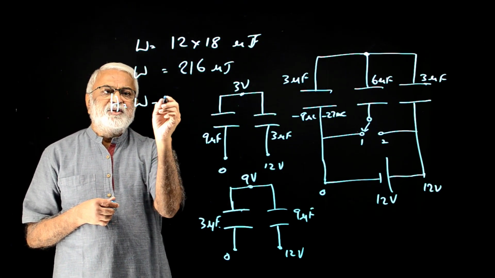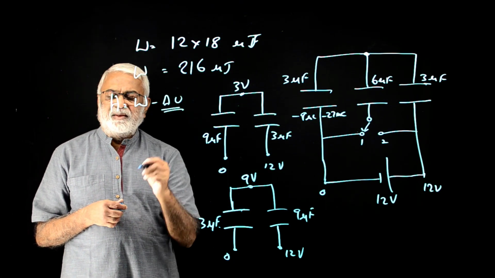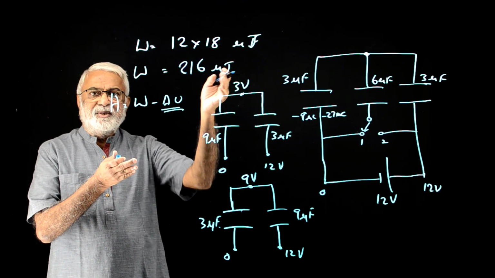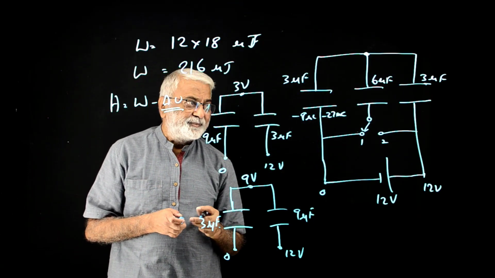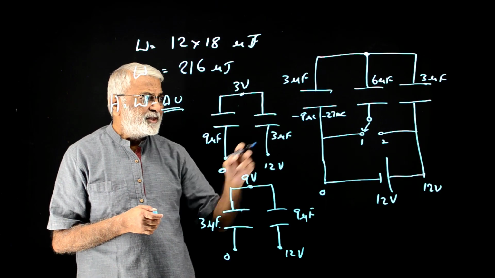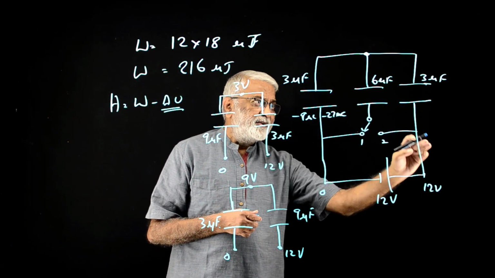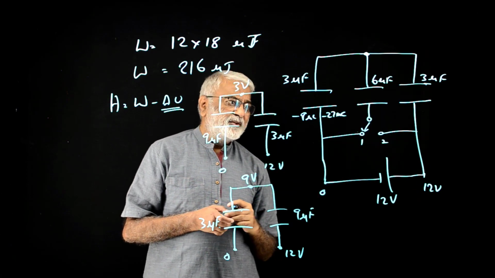Work done minus change in potential energy. This is 0. There is no change in potential energy here. So work done is heat evolved, which is 216 microjoule. You could also have looked at these plates, because charge is coming from here to here. You can look at this also.